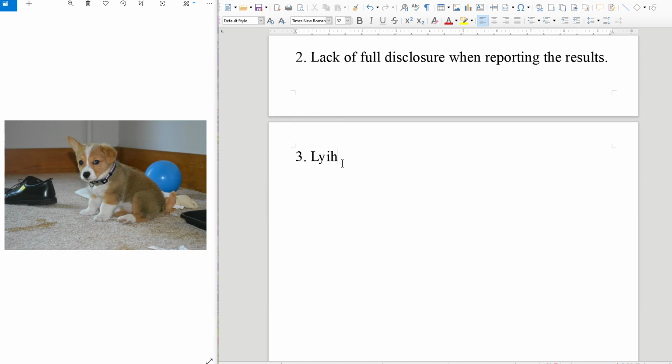Number 3: lying by polling respondents. Lying by polling respondents.